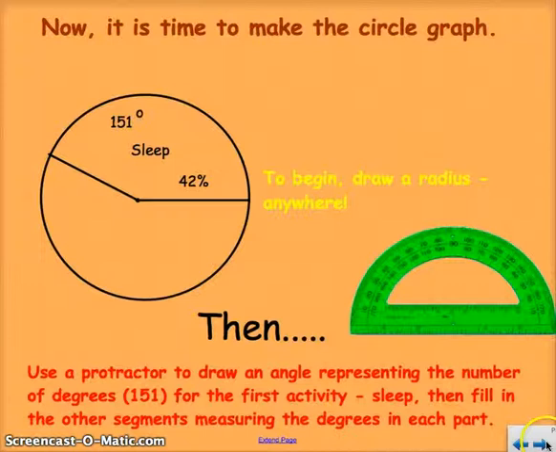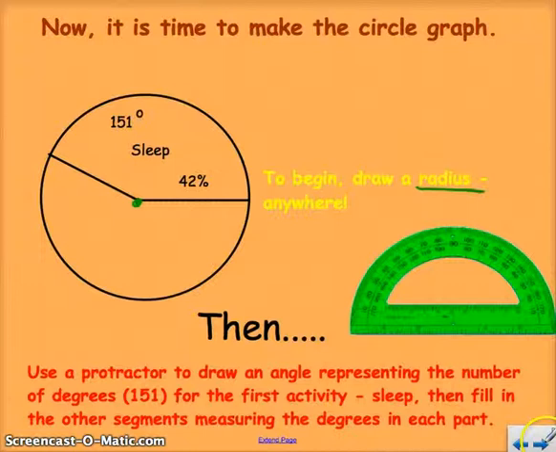You draw or trace a circle, and then the next step is to draw a radius anywhere. You remember a radius goes from the center of the circle to an outer edge. And you can see where I've drawn that line on this one. The next thing is to use a protractor to draw an angle representing the number of degrees, 151 in this example, for the first activity. And then fill in the other segments measuring the degrees in each part or section.